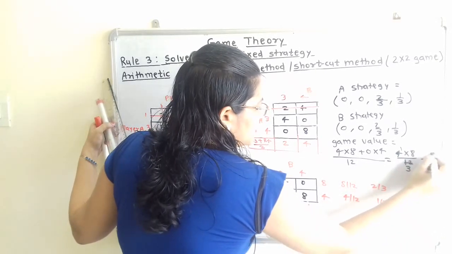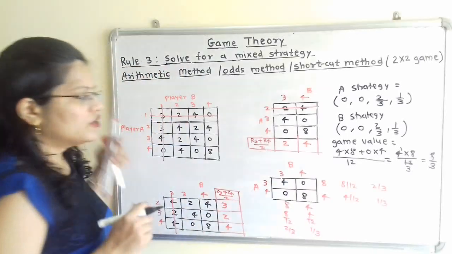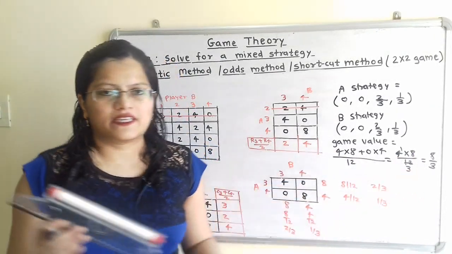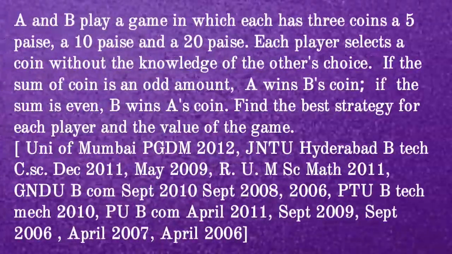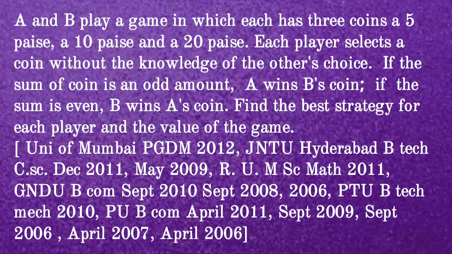So here the answer in simplified form is 8 by 3. So the game value is 8 by 3. We will read the second question for the arithmetic method.